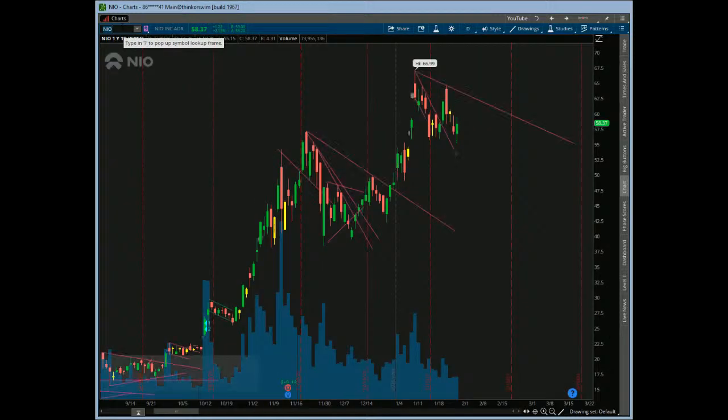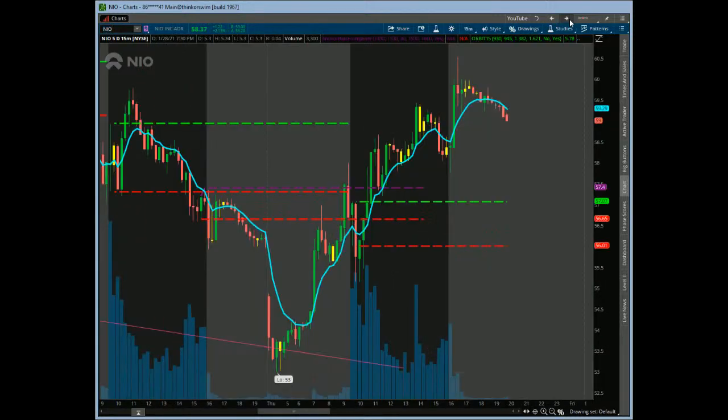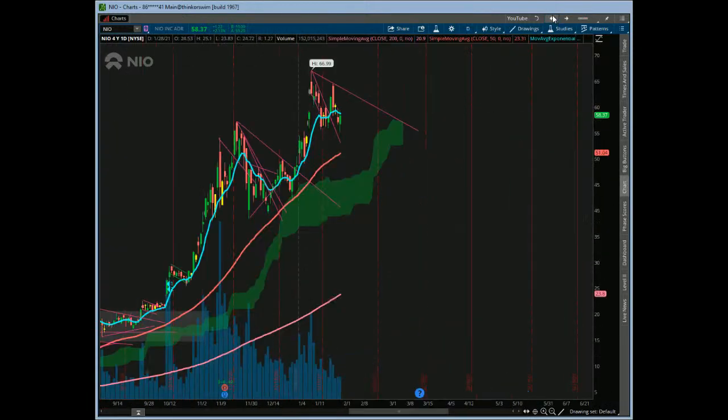NIO with an upgrade after hours. So definitely want to keep an eye on that. Right, upgrade after hours, kind of hanging in there. Let's see if that holds going into tomorrow. I think a couple of the other Chinese electric vehicle names are looking pretty strong here as well.